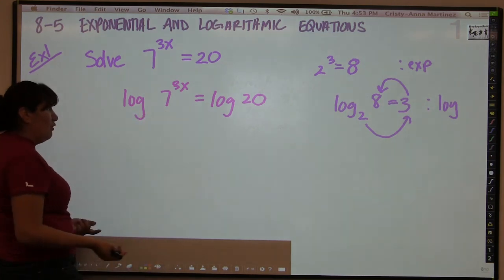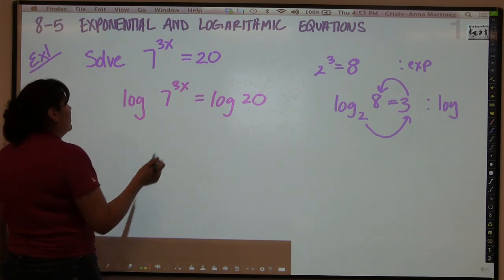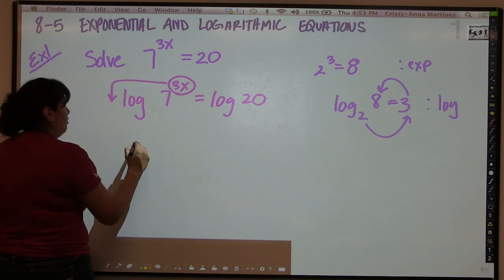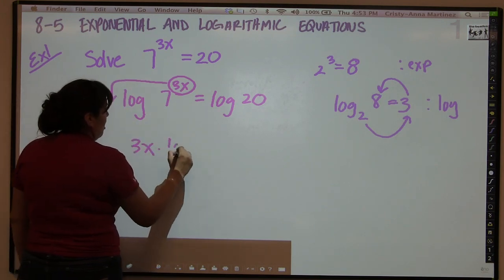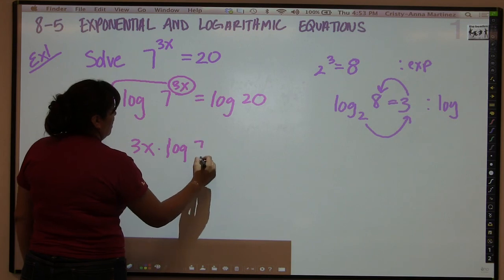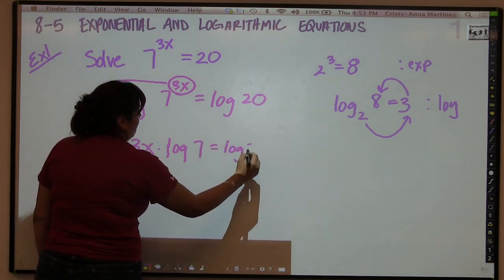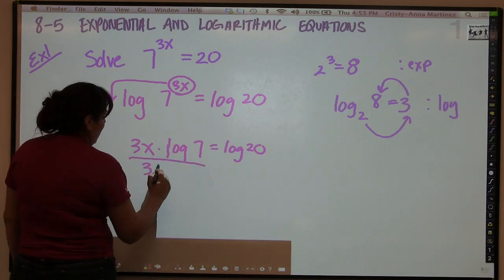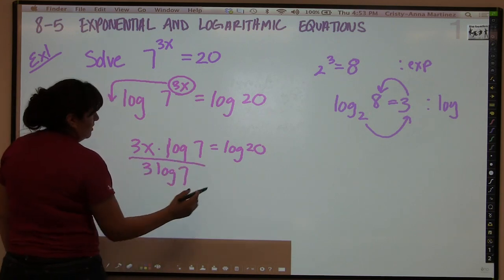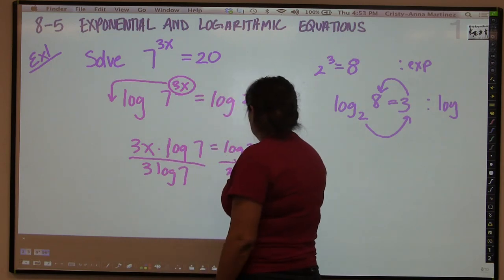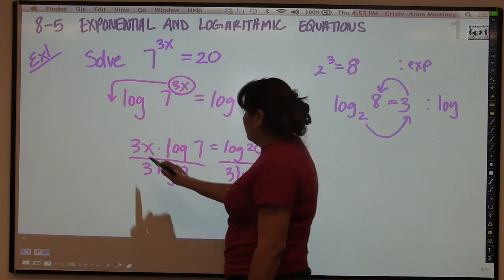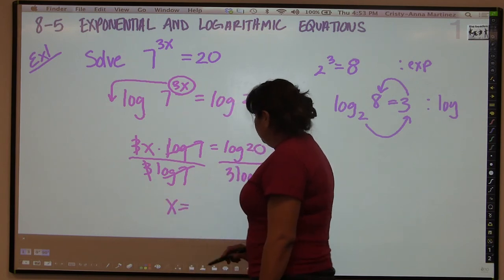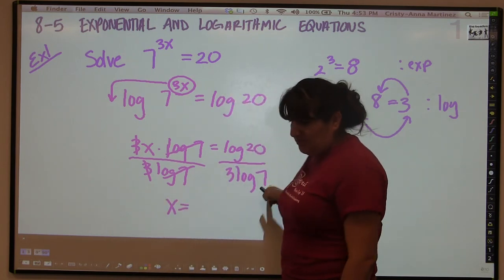So I take the log of both sides, and then I can use my properties of logarithms, in this case the power property, because my exponent is up here, and it will move to the front, and it will be 3x times log 7 equals log 20. Then divide by 3 and log 7. The 3's will cancel, the log 7 will cancel, and I'll get x equals log 20 divided by 3 log 7.